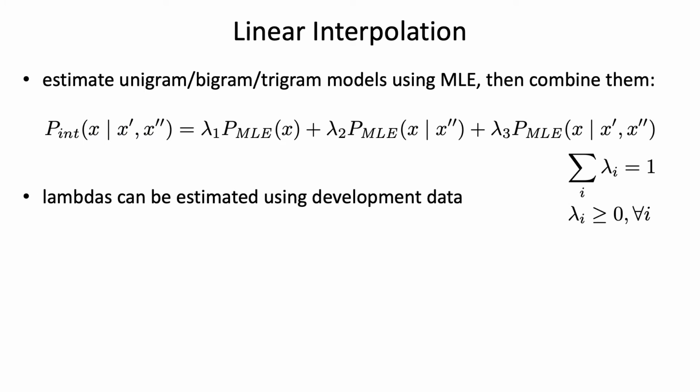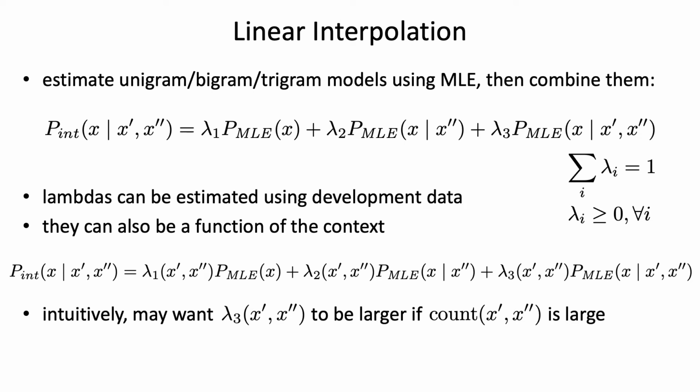Here's an example of interpolation. The idea is to estimate unigram, bigram, and trigram models using MLE, then combine them in a weighted mixture, where the lambdas are non-negative weights that sum to 1 and can be estimated using development data. A more complex version makes the lambdas a function of the conditioning context. This can capture intuitions like increasing lambda for the trigram model when the bigram count is large.